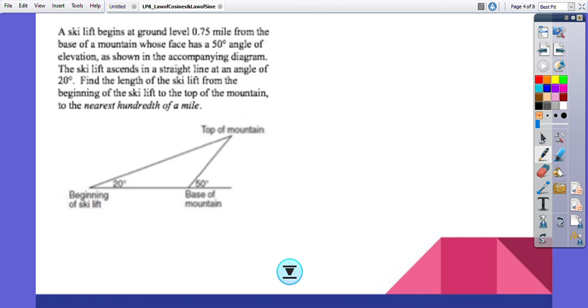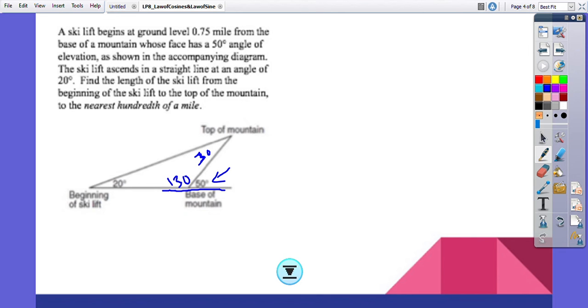Okay, so in this case we have this line right here, and they told us that this angle is 50. Therefore, this angle right here has to be 130. Okay, and we know that 130 plus 20 is 150. So this has to be 30. Okay, and I am working with degrees everywhere.